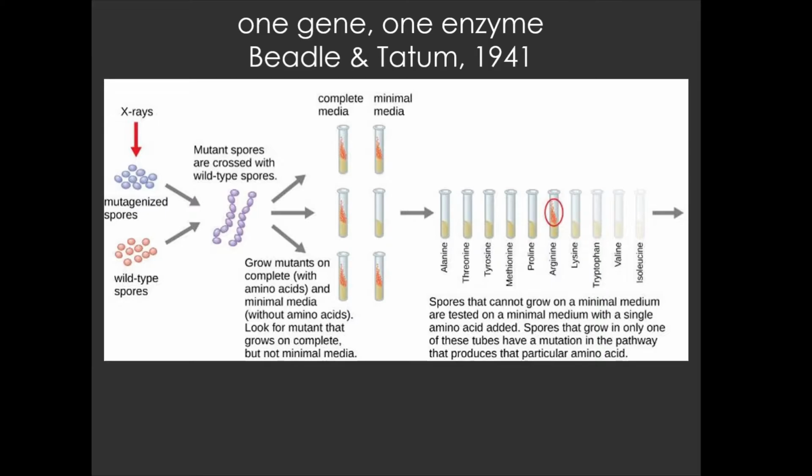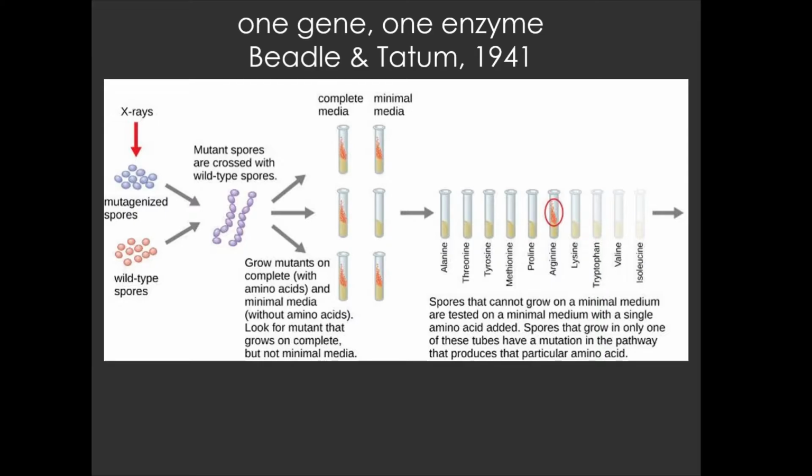Remember from previous lectures that X-rays are non-ionizing radiation that creates free radicals, reactive oxygen species that go in and damage the DNA. So they mutagenized a bunch of spores, and then they mated those spores, because in fungi, spores are the reproductive structures. They mated those with wild type, which is a word that means it grows normally, naturally, exhibiting the normal phenotype. And they crossed those, and then they grew them both in complete media, which would provide them all of the amino acids that they needed, and then in a minimal medium that didn't have amino acids.